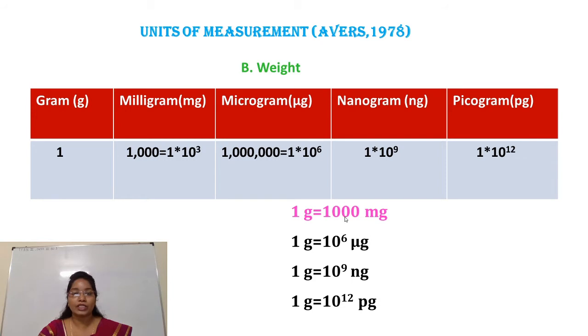In short, 1 gram is equal to 1000 milligram, 10 to the power 6 microgram, 10 to the power 9 nanogram, and 10 to the power 12 picogram. In this way, for the measurement of length, 1 meter has to be divided into millimeter, micrometer, nanometer, etc. And for measurement of weight, 1 gram has to be divided into milligram, microgram, nanogram and picogram. So in this way, we can measure the length and weight of a particular cell.